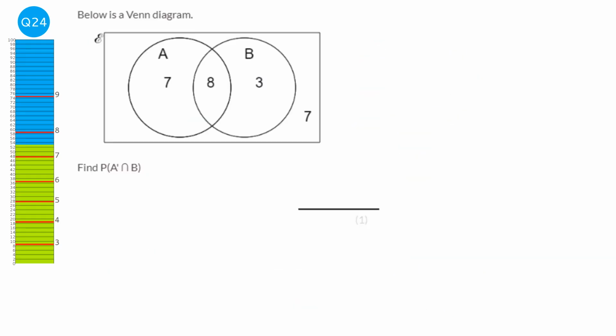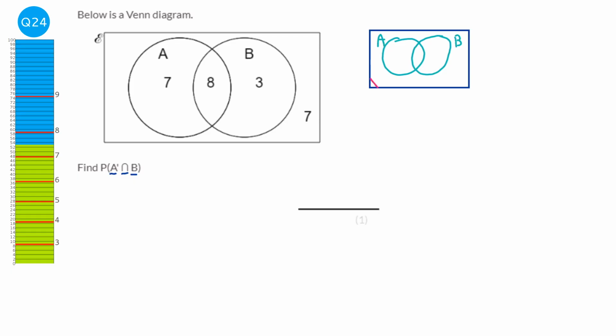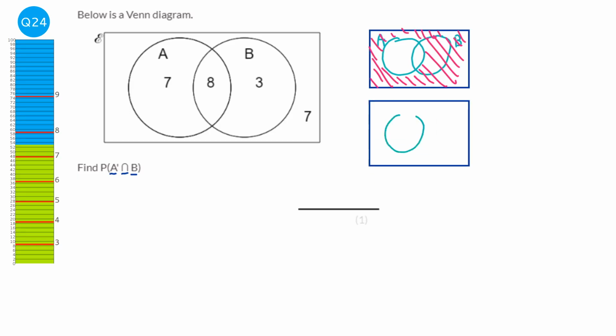So this question is asking us to find the probability of not A and B. So if we look at, and I'm just going to quickly draw out a similar Venn diagram. So if this is A and this is B, then not A will be everywhere apart from A. So it would be all of this here. And if we do the same thing again, and this time we're interested in where B is, so we've got A and B, then B is this part here.